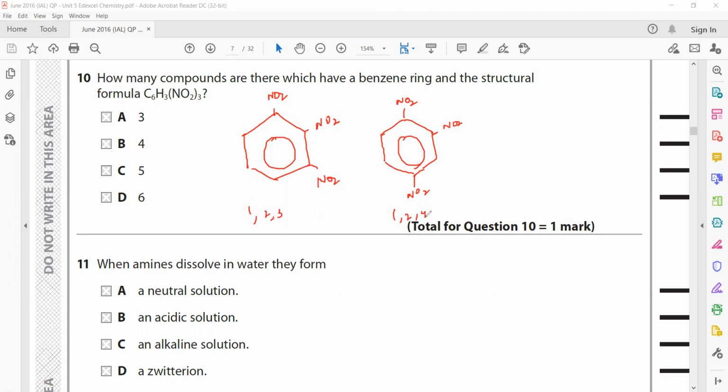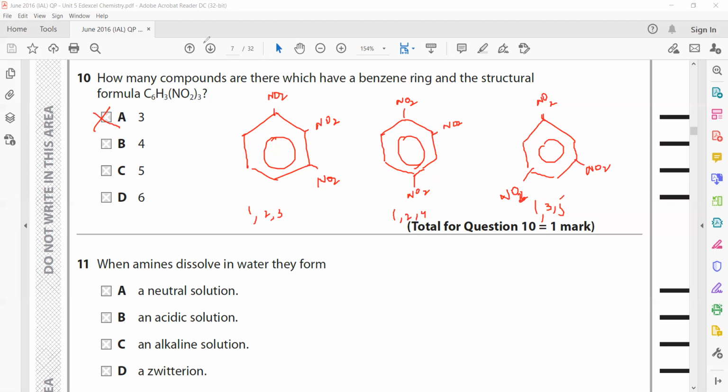And we can have first position, third position, and fifth position, 1, 3, 5 trinitrobenzene. So 3 possible isomers are there. If you draw any other, you'll find it will come out in one of the categories. So A is the right answer.